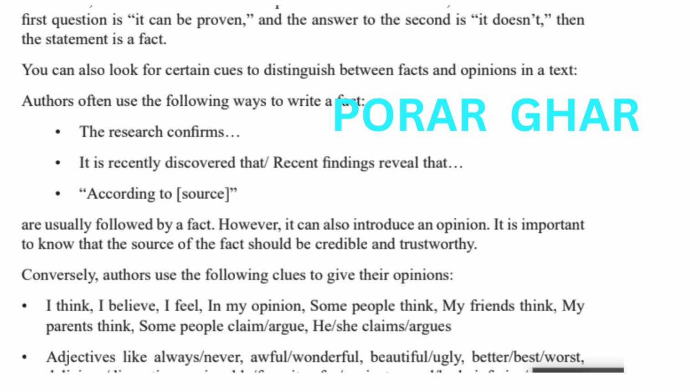You can also look for certain cues to distinguish between facts and opinions in a text. Authors often use the following ways to write a fact: the research confirms, it is recently discovered that, recent findings reveal that, according to source. These are usually followed by a fact. However, they can also introduce an opinion. It is important to know that the source of the fact should be credible and trustworthy.